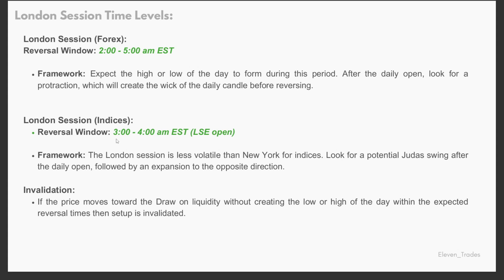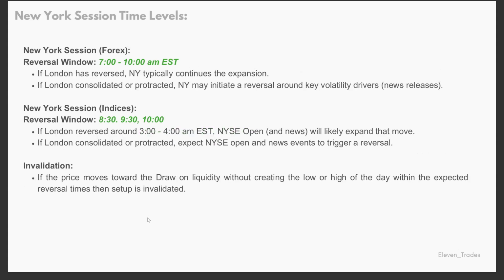You would wait for a consolidation after the open, and then you would want a high or low of the day to be created in this time window, and then expansion through the New York session. Now what is the evaluation for that? If the price moves toward a drawn liquidity without creating the high or low of the day in the London or New York session, so this is annualization, we would not trade that because we don't have the protected swing to stay away from.